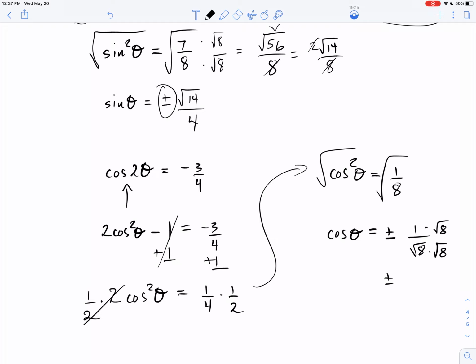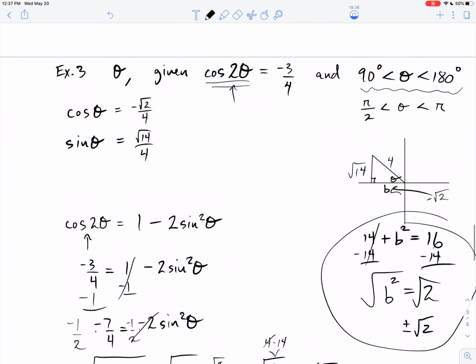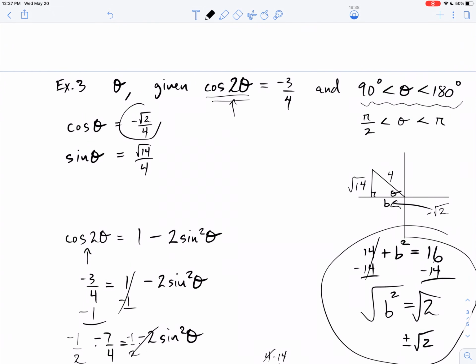Well, square root of 8 in the top is 2 rad 2. In the bottom, it's rad 8 times rad 8. It is 8. And cancel them out. That would give me a positive or negative rad 2 over 4. And then I'd have to go, wait a minute, I'm in quadrant 2, so which one of those answers makes sense? It would be the negative version of that. See, there's more than one way to get there.